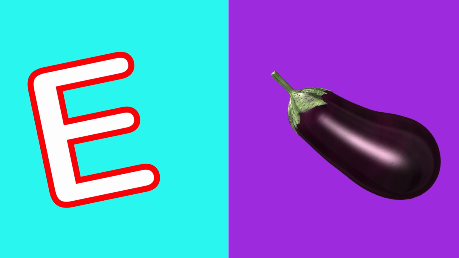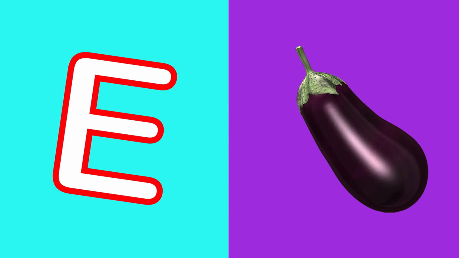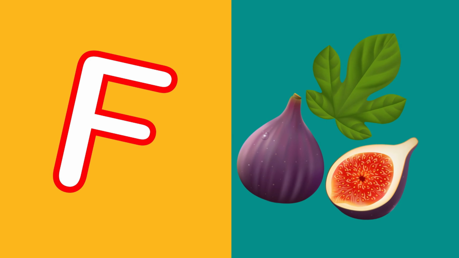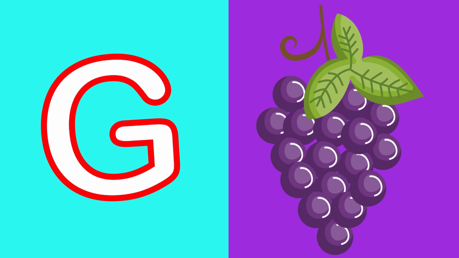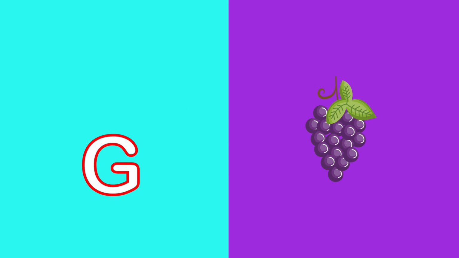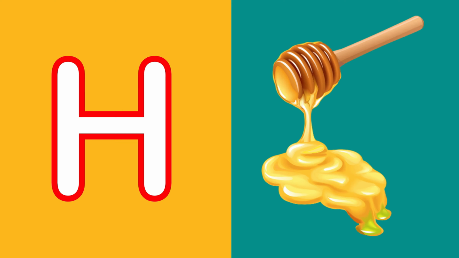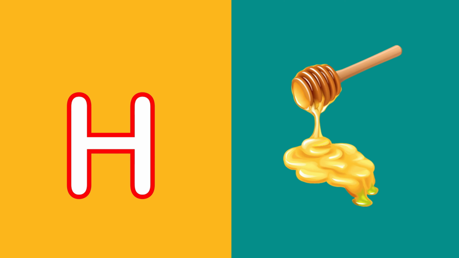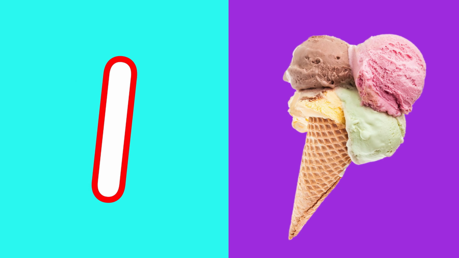E for eggplant, eggplant. F for fig, fig. G for grapes, grapes. H for hen, hen. I for ice cream, ice cream.